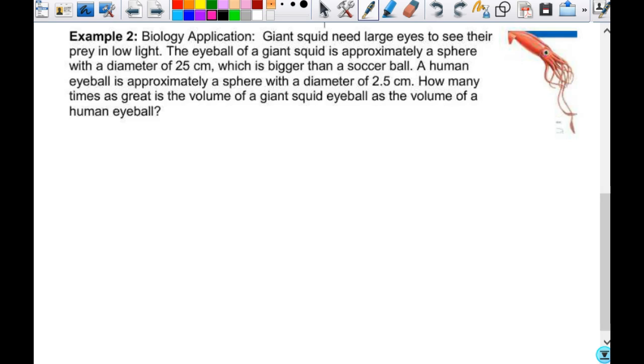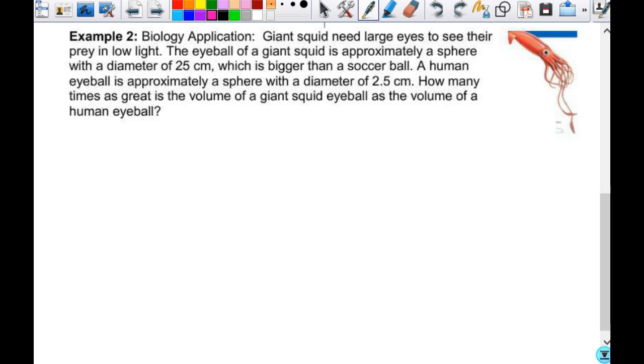Yeah. All right. So now the chances of a giant squid swimming by you are slim to none, because they live in the deep, dark depths of the ocean that you don't get to swim through. But either way, it's still ginormous. So a human eyeball is approximately a sphere with a diameter of 2.5 centimeters. How many times as great is the volume of a giant squid eyeball as the volume of a human eyeball?